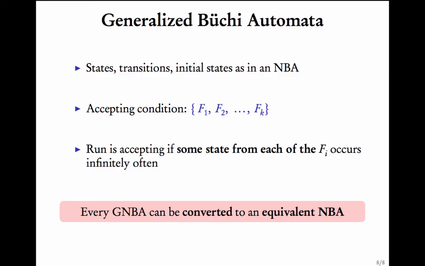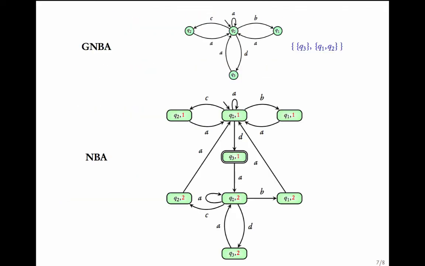Please go through them. We have shown on the examples that those GNBAs can be converted to a standard NBA. This is true of every GNBA. Every GNBA can be converted to an equivalent NBA, and the construction is similar to the examples. If you have k sets, you need to multiply by k. In the sense, for every state here, you need to have k copies.